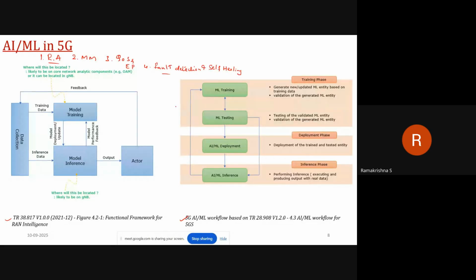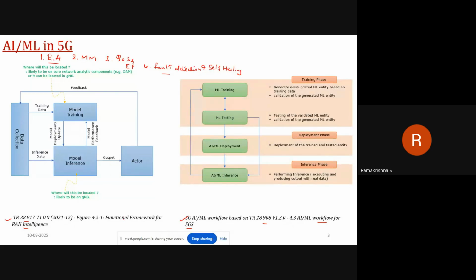This is about the complete basic foundation where the AI/ML is going to be integrated either in 5G or in the next generation 6G. So when we talk about these things, two major ones collectively, I told about 38.817, which is going to talk about the functional framework of RAN intelligence, and 28.908, the AI/ML framework, which is going to give us the workflow for 5G. So these are the standardized technical reports which are extremely important for addressing the integration of AI/ML in telecom.